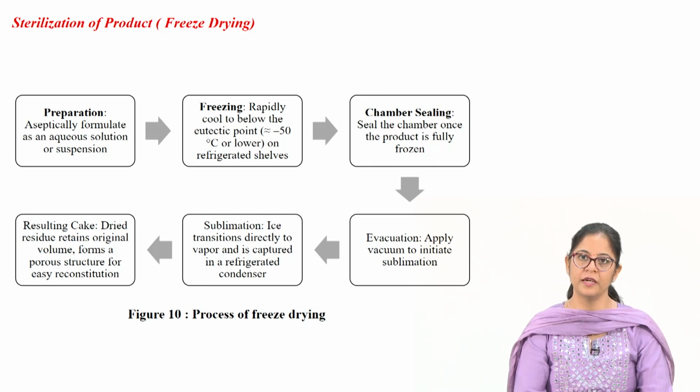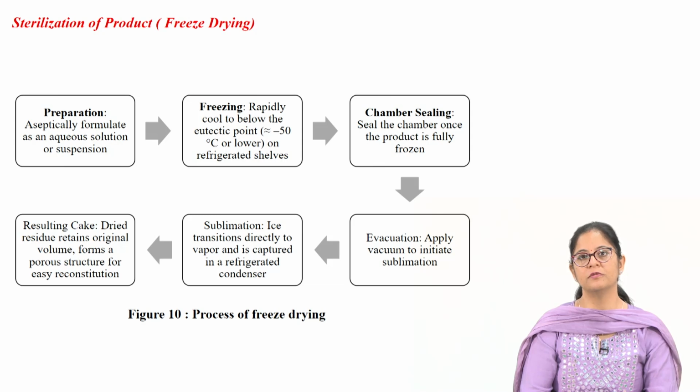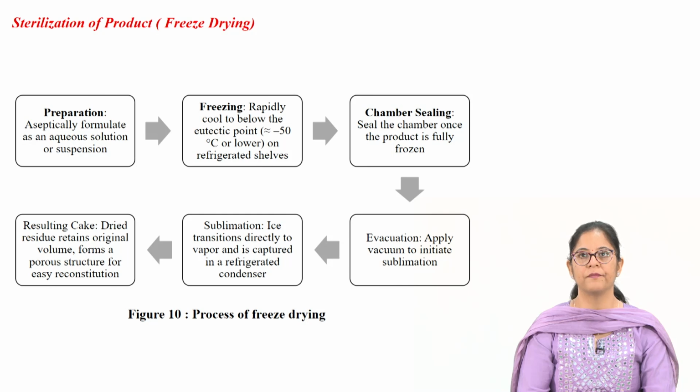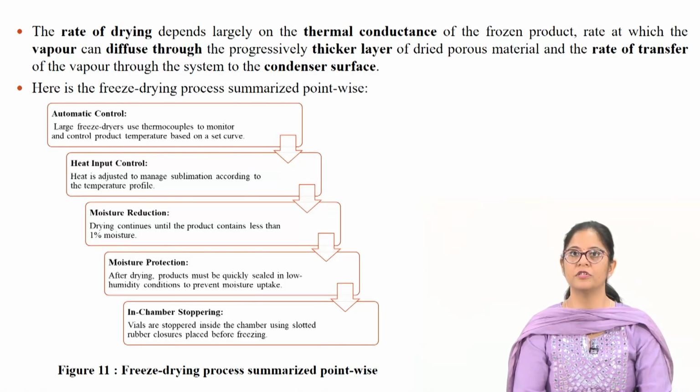The resulting cake, which is the dried residue, retains original volume and forms a porous structure for easy reconstitution. So, from preparation to the cake, formation occurs in the bottle. The rate of drying depends largely on the thermal conductance of the frozen product, the rate at which the vapor can diffuse through the progressively thicker layers of the dried porous material, and the rate of transfer of the vapor through the system to the condenser surface.